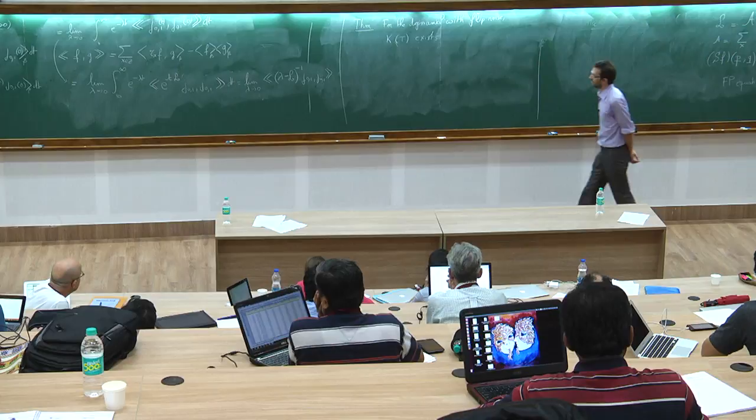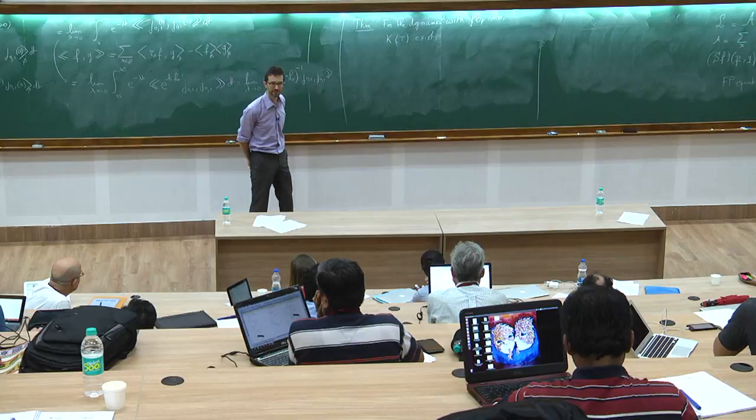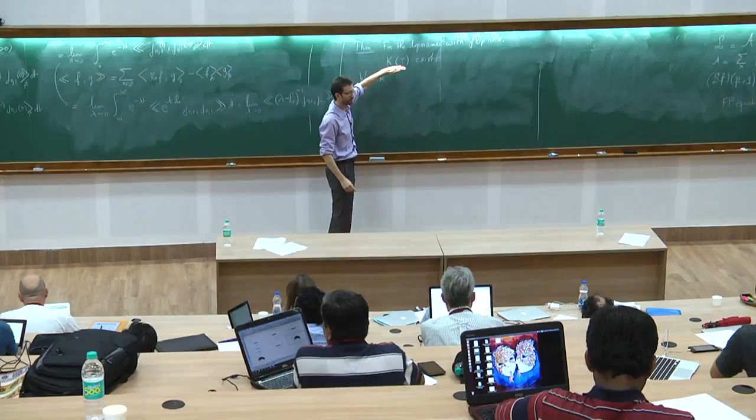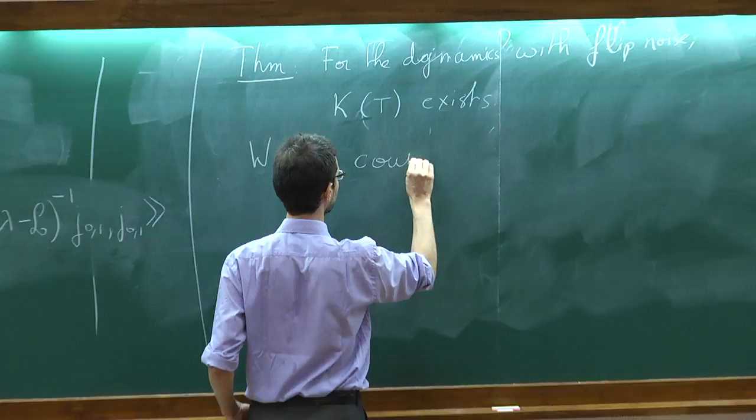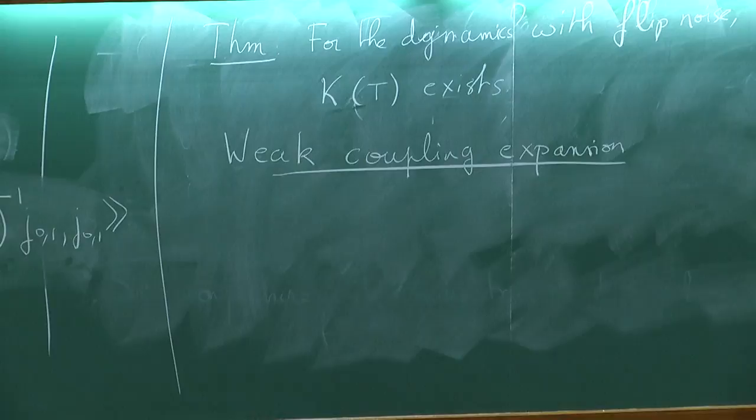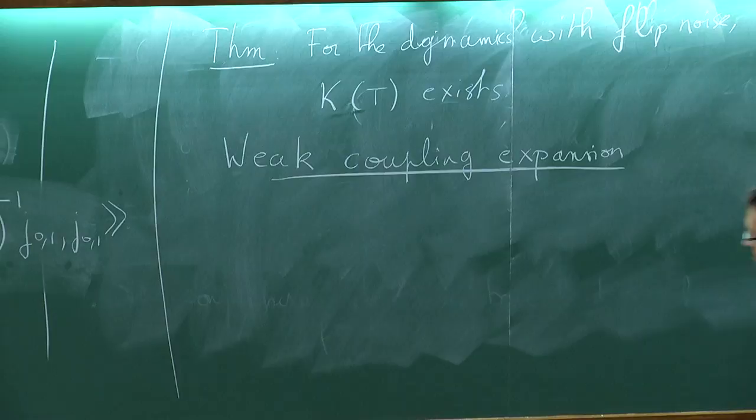OK. So now we have a quantity, which is a transport coefficient, which is well defined. And now this is the last part of the lecture. I would like to have some information about this conductivity, okay? And this is what I call the weak coupling expansion, which is based on some papers with Stefano, Carangelo Iverani, François Vernier, and Joel Lebowitz. So what is this weak coupling expansion?